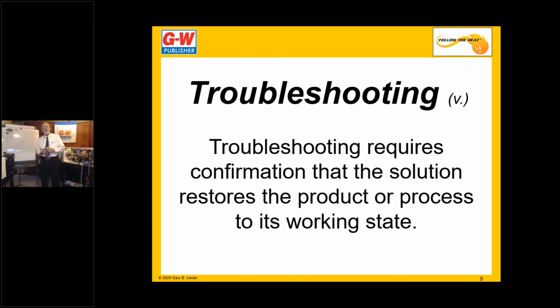Troubleshooting requires confirmation that the solution restores the product or the process to its working state. How many times have we heard avoid callbacks? We want to make sure we fix this problem the first time. Confirmation that we've restored the product or the process to its working state. That's what we want in troubleshooting.